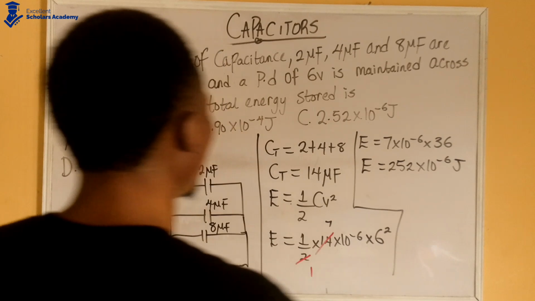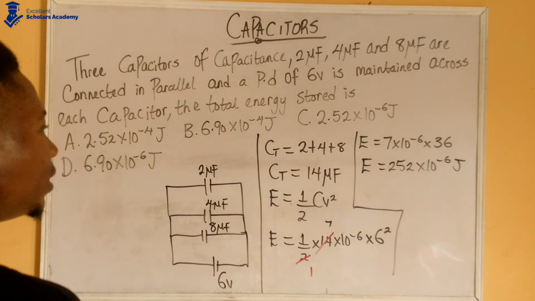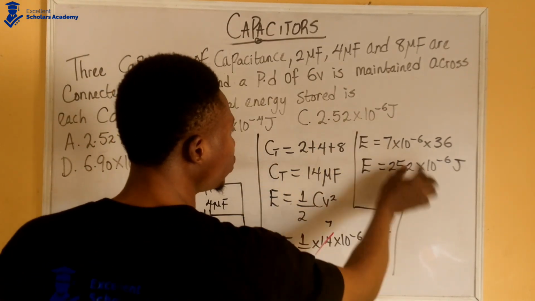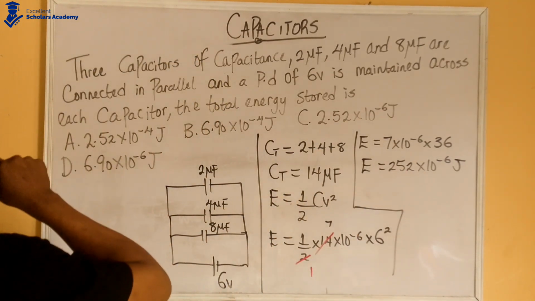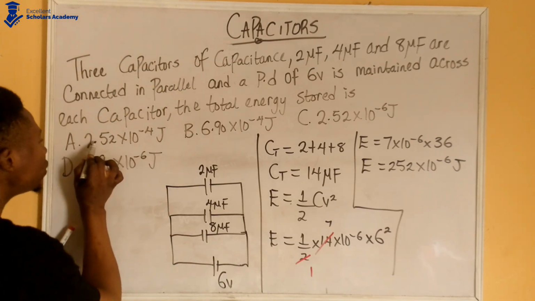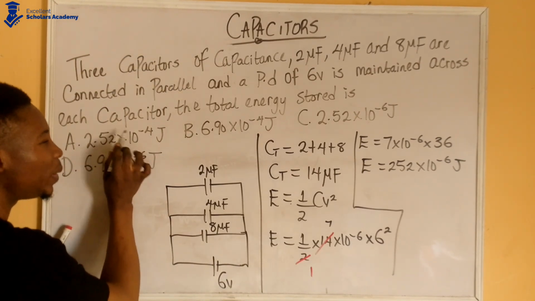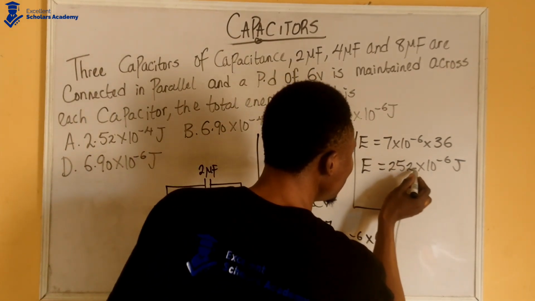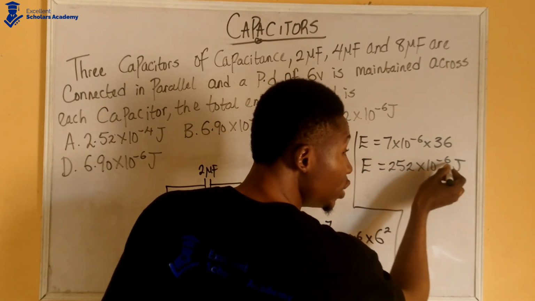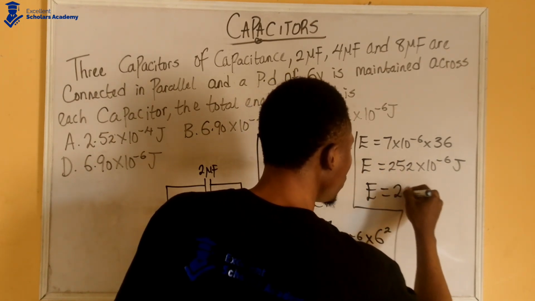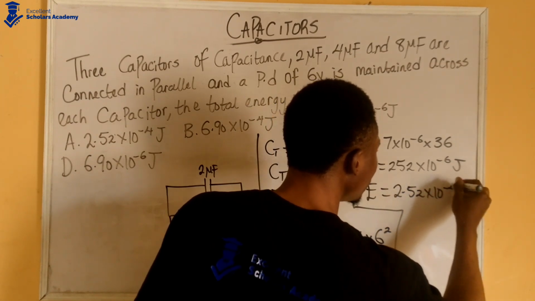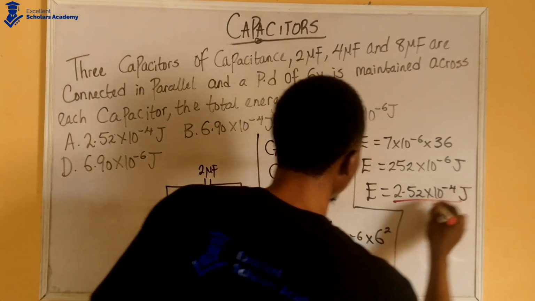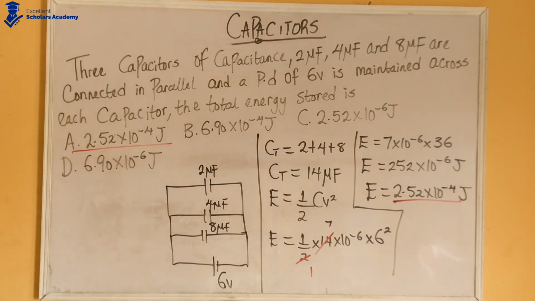Now, do we have anything like this in our options? This is 252 times 10 to the power of minus 6, which is not the same thing as this, but let's look at this. If we move this point forward 1, 2, we're going to have times 10 to the power of minus 2. Combining with this, you have 10 to the power of minus 6. Meaning also that if we move this point 1, 2, this is going to reduce by 2. Alright, so E is going to be equal to 2.52 times 10 to the power of minus 4 joules. So that's option A. So this is our answer, the total energy stored.